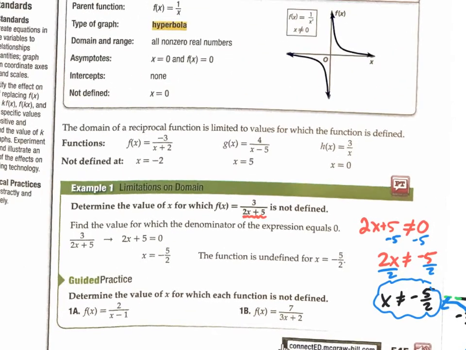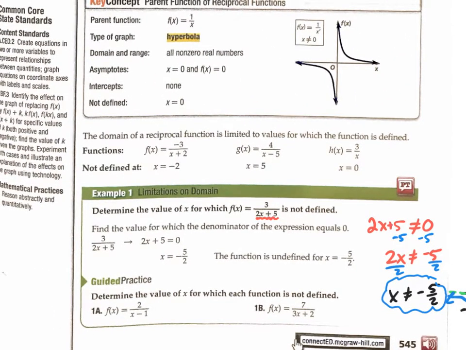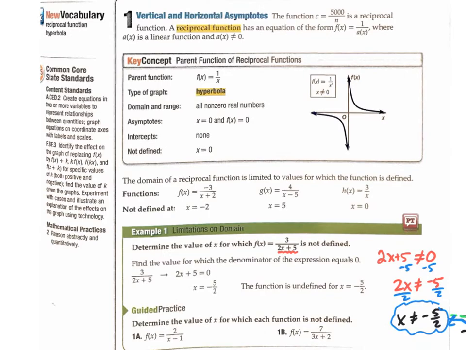Again, this first page of the book is just emphasizing for you guys to be able to identify the value that'll make it undefined. Let's move on to the next page.